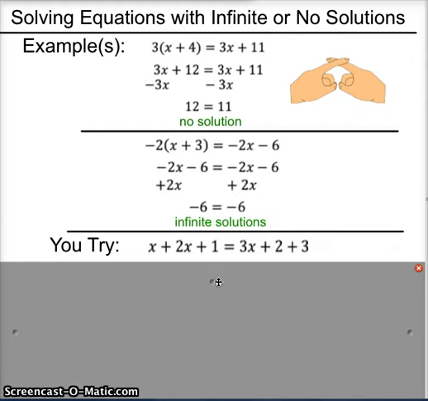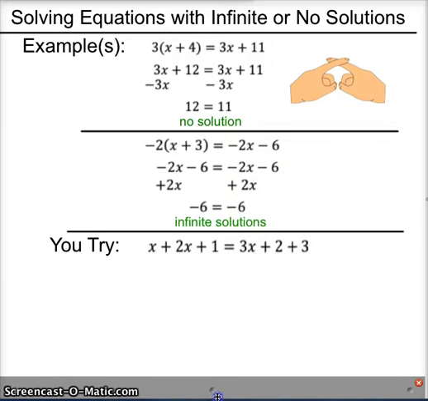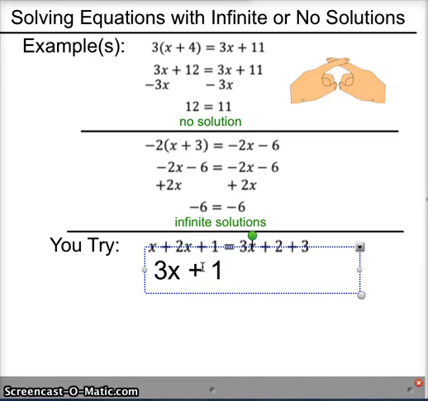x plus 2x plus 1 equals 3x plus 2 plus 3. So pause the video, try this out yourself first. So what you should do here is first combine like terms. On both sides of my equations, I can simplify. So x plus 2x, I get 3x on the left side plus 1 equals, and then 2 plus 3 are both integers I can combine on the other side. So I get 3x plus 5.